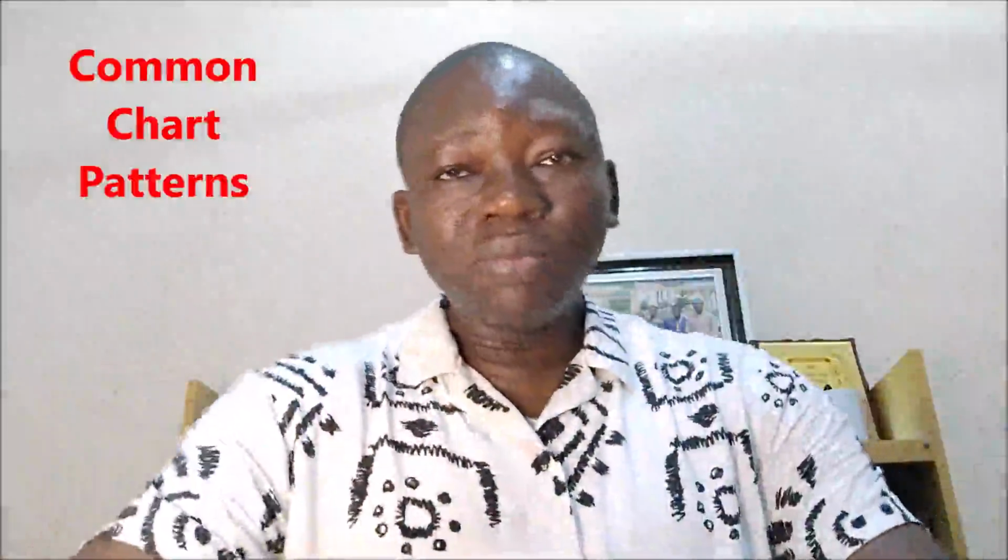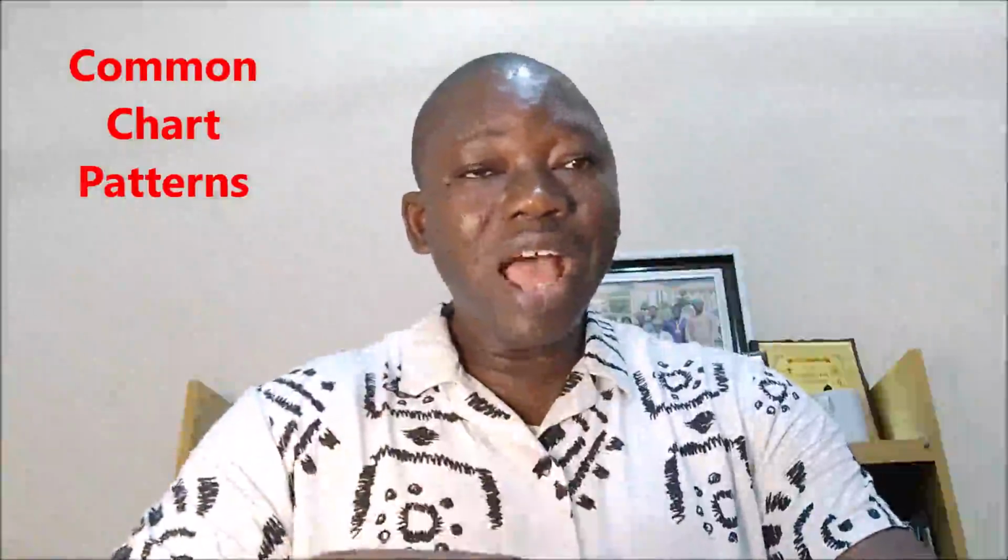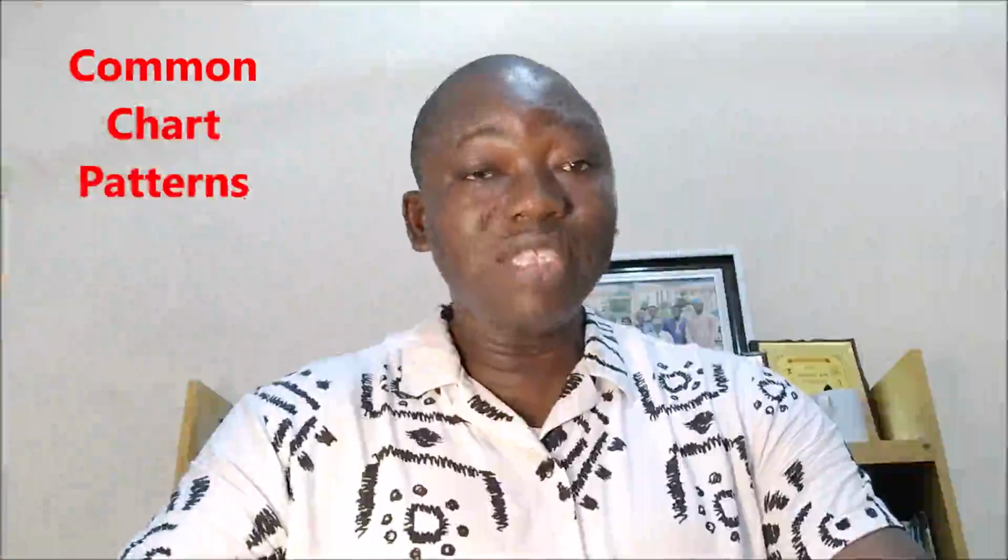Another common chart pattern is double tops and bottoms. These patterns signal potential reversals. A double top occurs after an uptrend and indicates a bearish reversal, while a double bottom appears after a downtrend, signaling a bullish reversal.